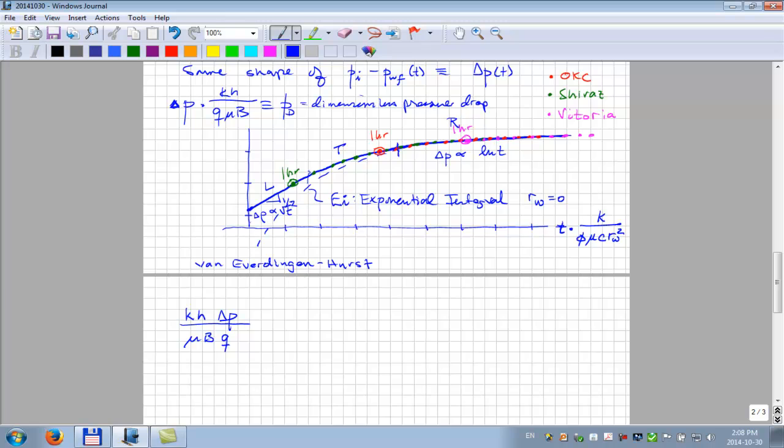Okay. So this is called dimensionless pressure. And down here, this is called dimensionless time. And it is, in fact, dimensionless. Okay? And that's why I say the shape is the same for all wells. Okay? In this infinite acting period. Even for a radial well.